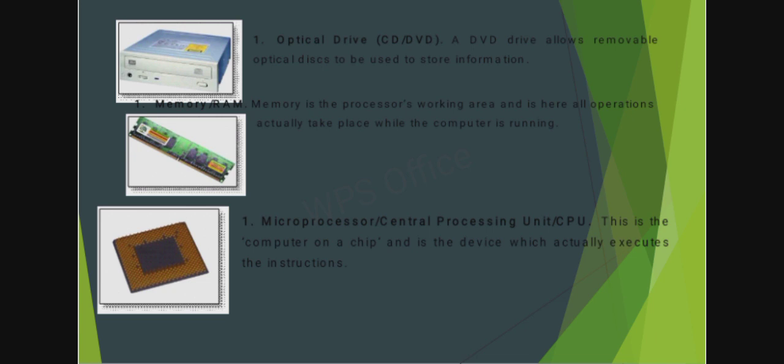And the last one, microprocessor or central processing unit, or CPU. This is the computer on a chip. It is the device which actually executes the instruction.